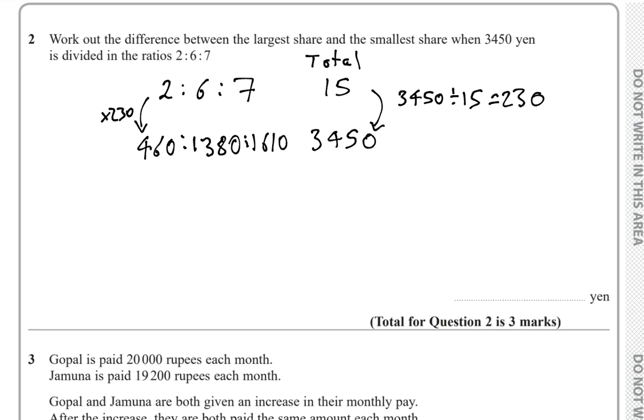Then we've got to make sure we answer the question. Work out the difference between the largest share and the smallest share. So the largest share is 1610, and the difference between that and the smallest share, which is 460, is 1610 minus 460. And as I said, there are other ways of doing that, but that I think is the most straightforward.